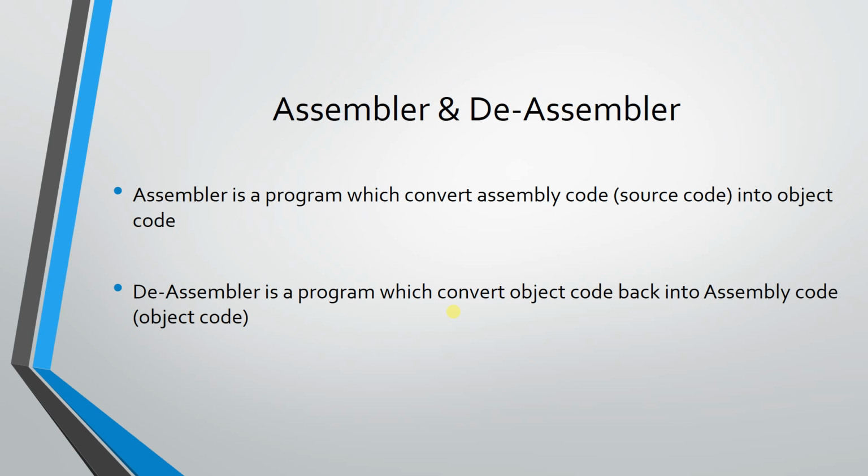What are assembler and deassembler? Assembler is a program which converts assembly code, means source code, into the object code or the machine code. And deassembler is a program which converts object code back into the assembly code. So these programs are used in assembly language. If I write a program in assembly language, then the computer will convert the assembly language program into the object code by using the assembler program. And when I want output from the computer, the computer will convert the object code back into the assembly code so that we can understand it.